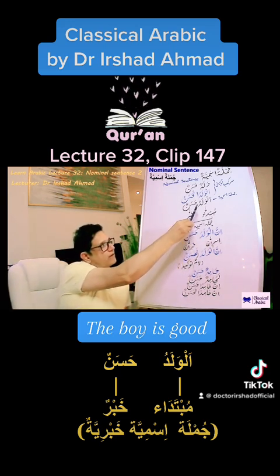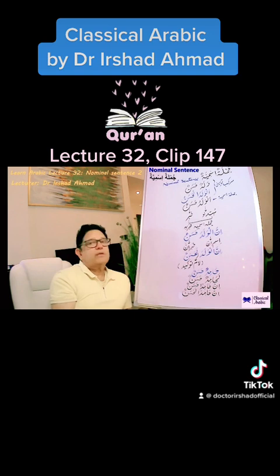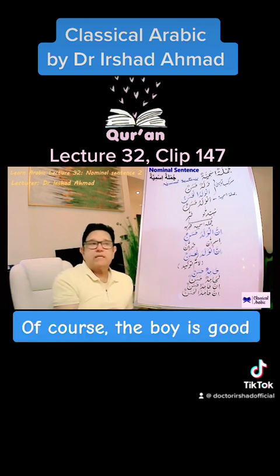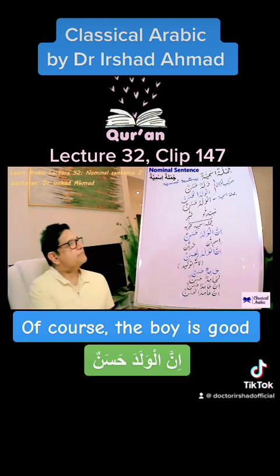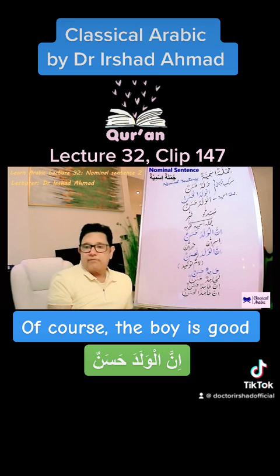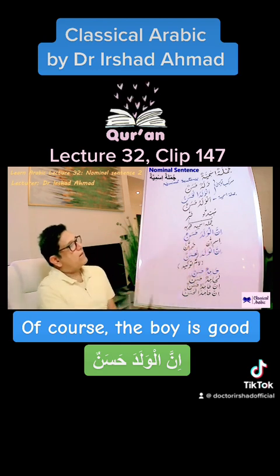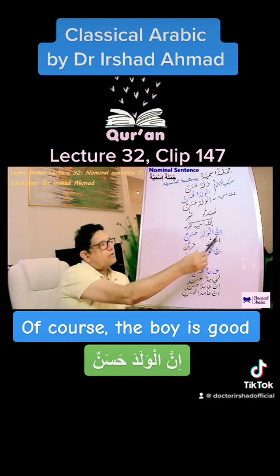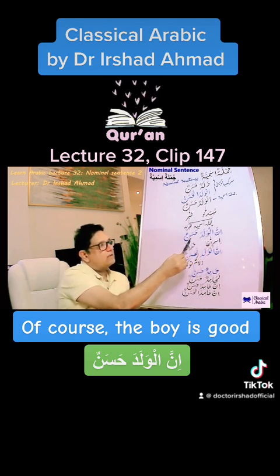Now, when I say al-waladu hasanun, the boy is good, you may be wondering whether the boy is really good, and I want to reassure you the boy is indeed good. So how do we say that in Arabic? We bring inna, which is a particle of emphasis. Inna comes at the beginning of this jumla ismiya. So by putting inna here, we say innal walada hasanun. Of course, the boy is good.